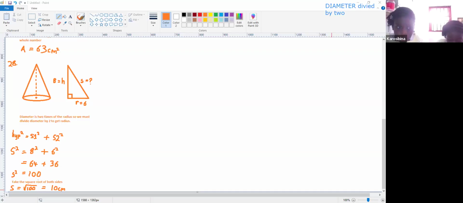S squared equals 64 plus 36. S squared equals 100. Take the square root of both sides. S equals 10.